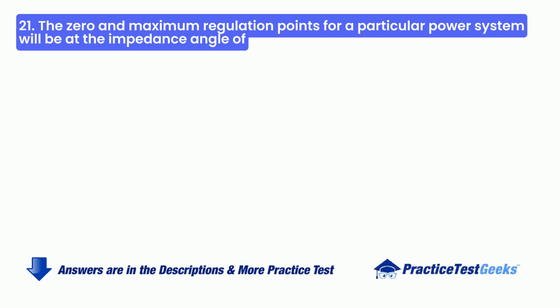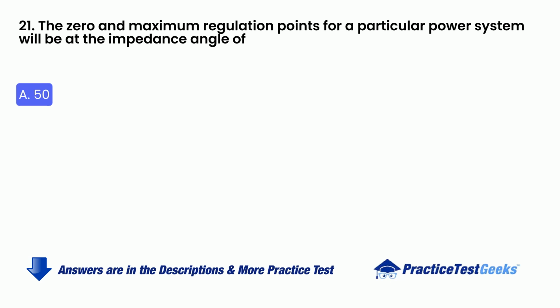The zero and maximum regulation points for a particular power system will be at the impedance angle of: A. 50. B. 35. C. 45. D. 60.